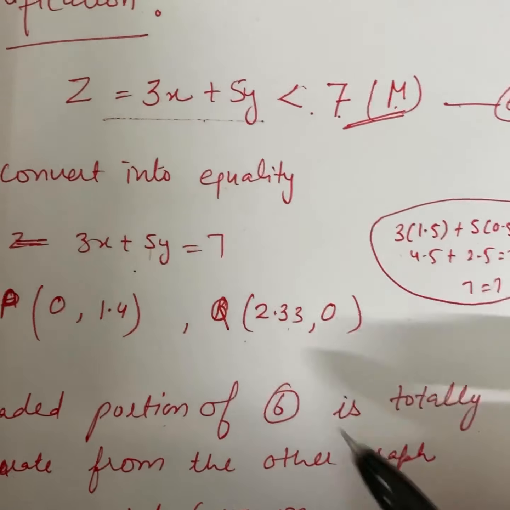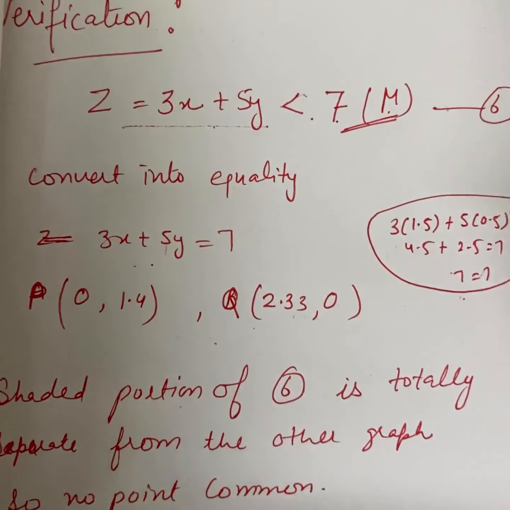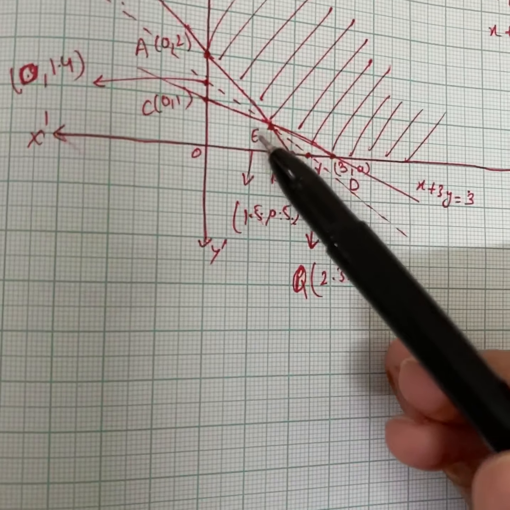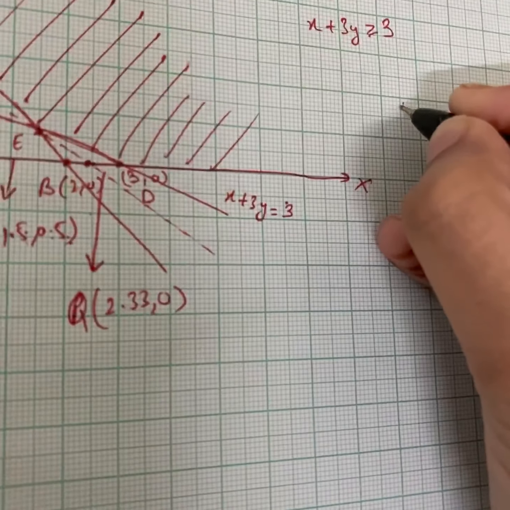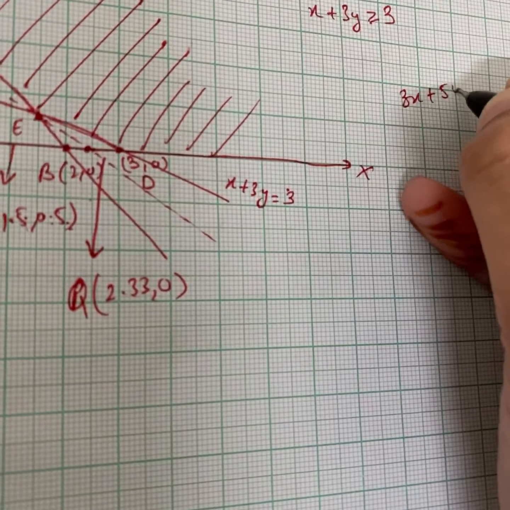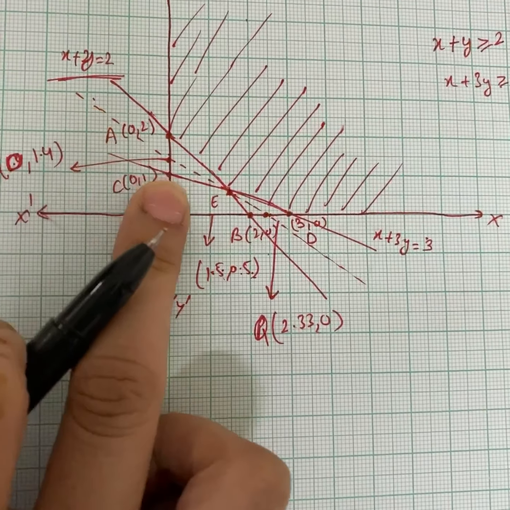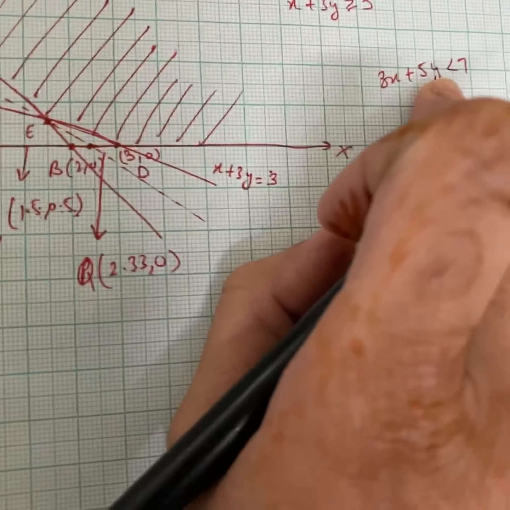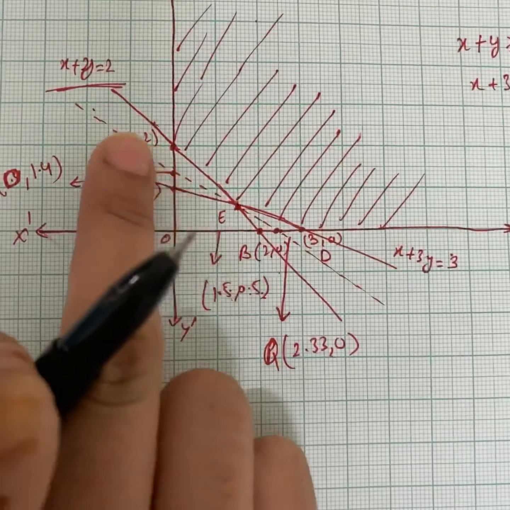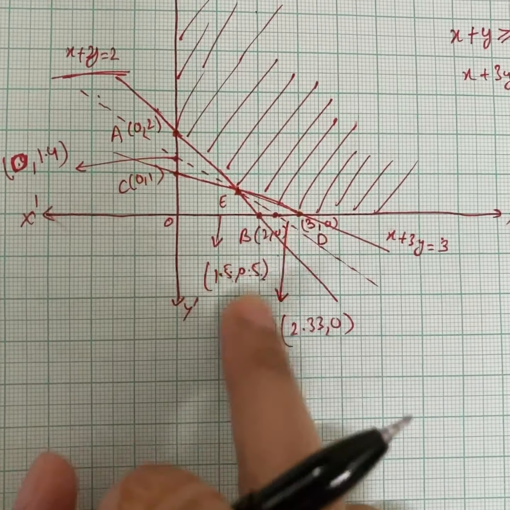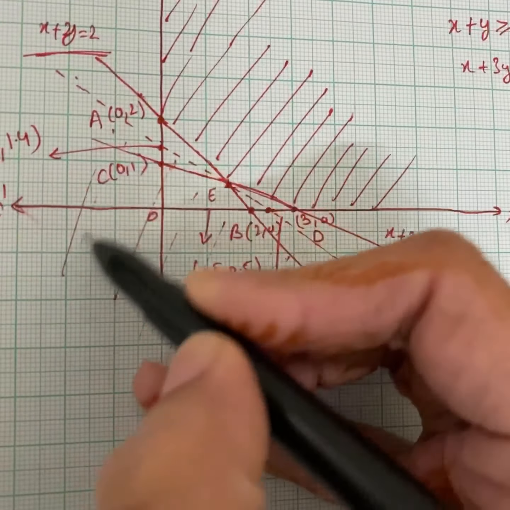On this line, this point is giving me this value. Other points are where? According to the inequality, it is saying 3x plus 5y less than 7. Less than 7 means, why have I put it dotted? Because it is a strict inequality, less than only, not equal to. That's why it is not dark. So less than means the portion is just below this one.